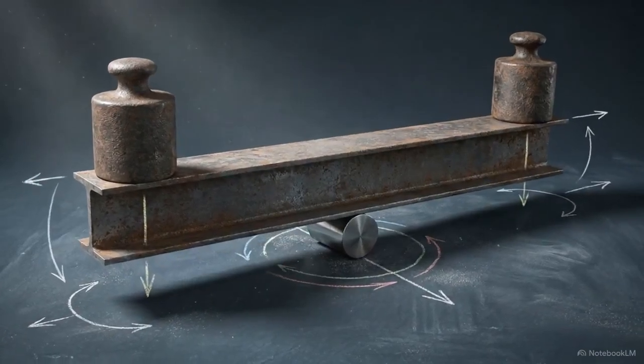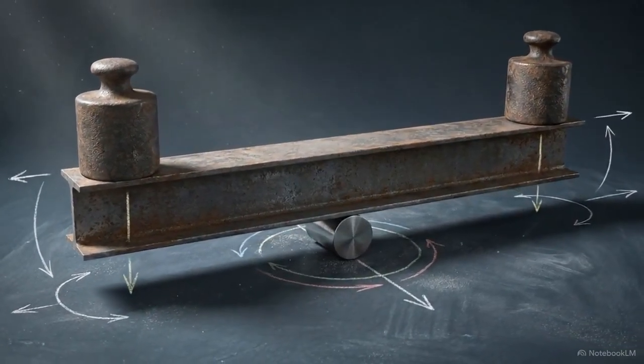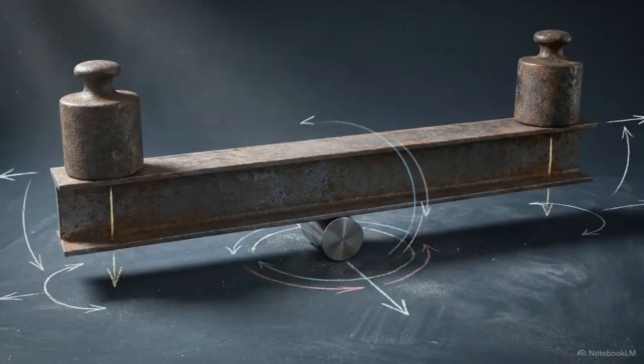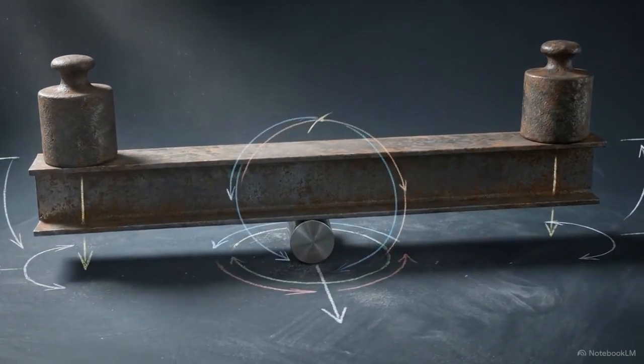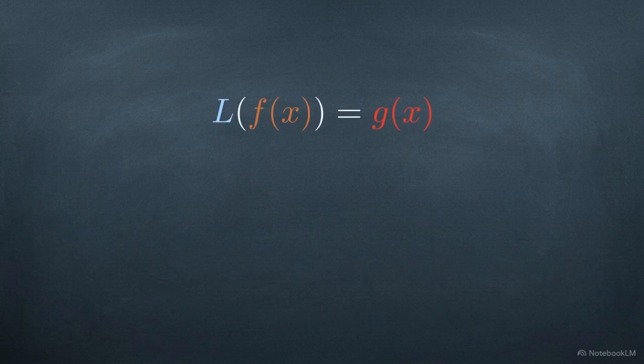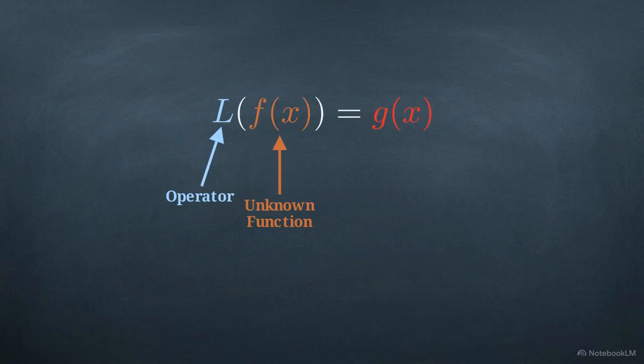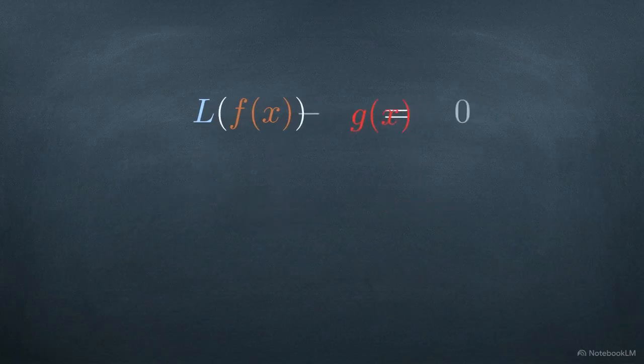Modern engineering relies on an assumption of perfect physical balance, where the internal forces and external excitations of a system align exactly. This equation is the baseline. A linear differential operator, L, acts on an unknown function, f of x, while an excitation term, g of x, occupies the right side. Moving the excitation term establishes mathematical equilibrium.